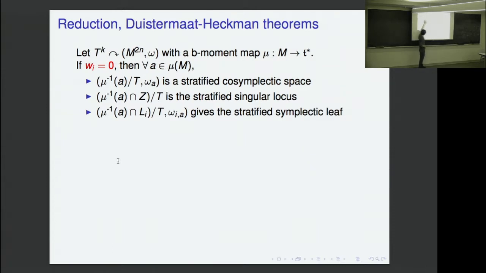Not only can we do the stratification of the level sets of the manifold M, we can also do the stratification to restrict it to the Z and also to the symplectic leaf L. So we will get a stratified symplectic space, and this will be the stratified singular locus of the cosymplectic space, and also this will give the fiber as a stratified symplectic leaf.